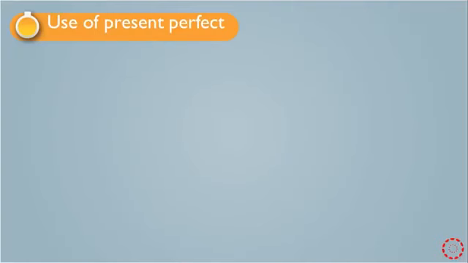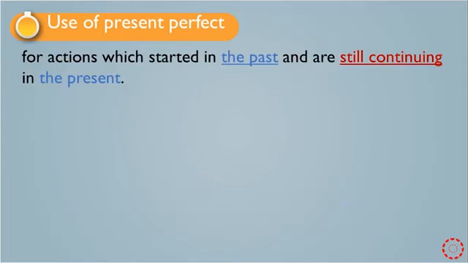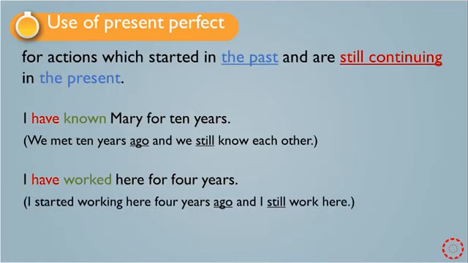Use of present perfect. We use present perfect for actions which start in the past and are still continuing in the present. Look at this example. I have known Mary for 10 years. It means we met 10 years ago and we still know each other. I have worked here for 4 years. It means I started working here 4 years ago and I still work here.